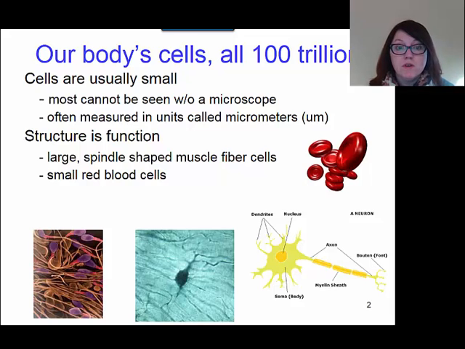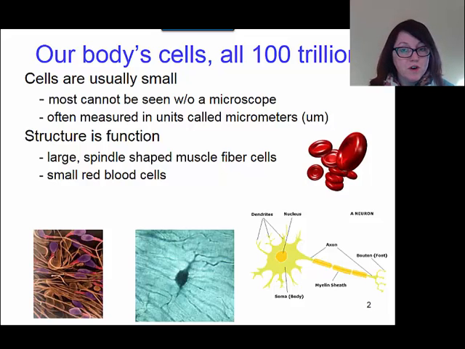Cells are small. Most of them can't be seen without a microscope, so we measure them often in units called micrometers. And cells come in different sizes. A typical cell size might be around 20 micrometers. A red blood cell is around 10. But some cells are rather large. For example, we have some neurons that are very, very long and run down the whole length of your leg, for example. Or muscle cells that are very long too.